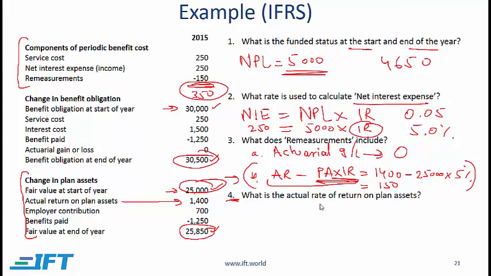Next, what is the actual rate of return on plan assets? Here we are asked for the rate, and this is very simple. We are told that in dollar terms the return is 1,400. The initial value of plan assets was 25,000. So 1,400 divided by 25,000 is 5.6%.